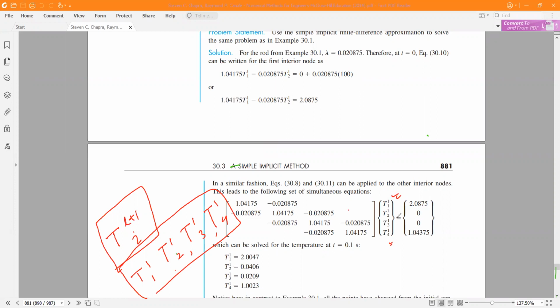Then at each space point, you have to write your finite difference equation. Then you arrange the equations into the form of a set of simultaneous equations. Then you solve for your temperature. Once this solution is made, you switch to your next time step and repeat the process.